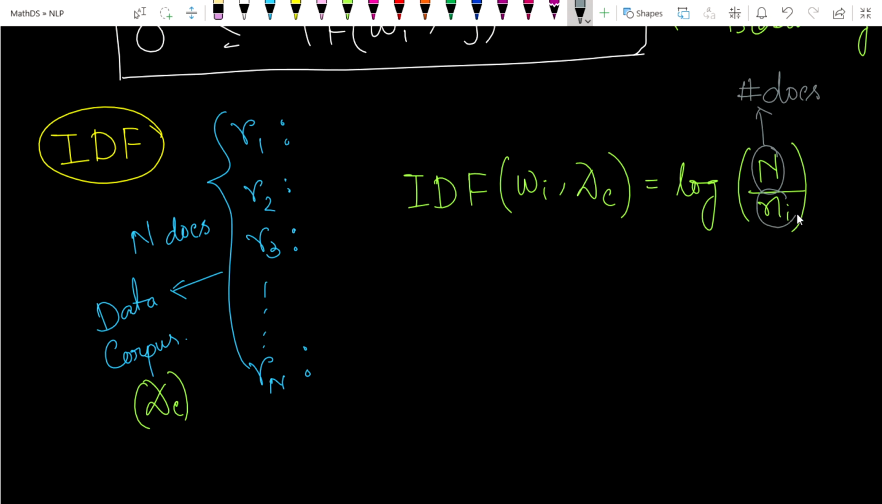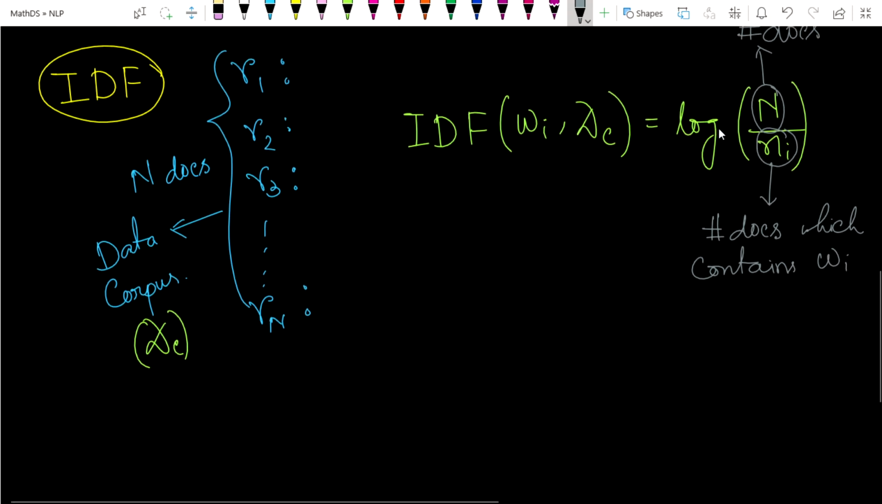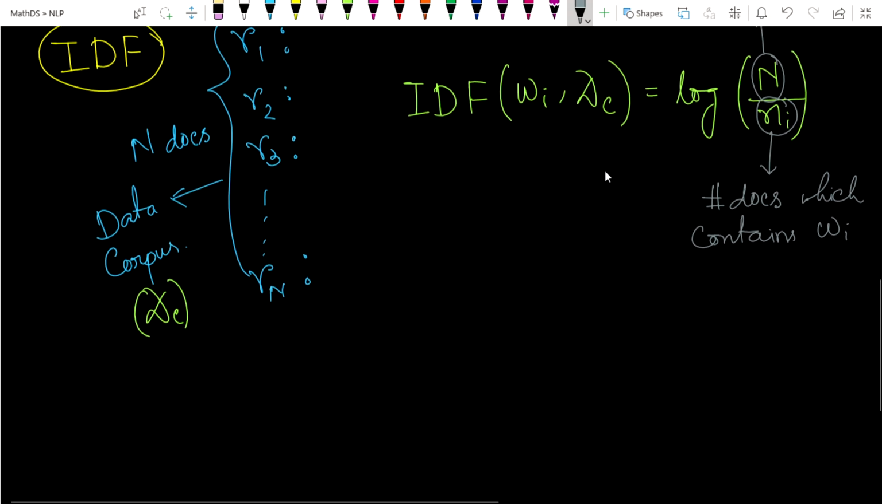And this small ni is responsible for the number of documents which contain the word wi. That's the meaning. Okay. Now in the next video we will see why we have used the log term here in IDF. We'll see it in the next video, but later.